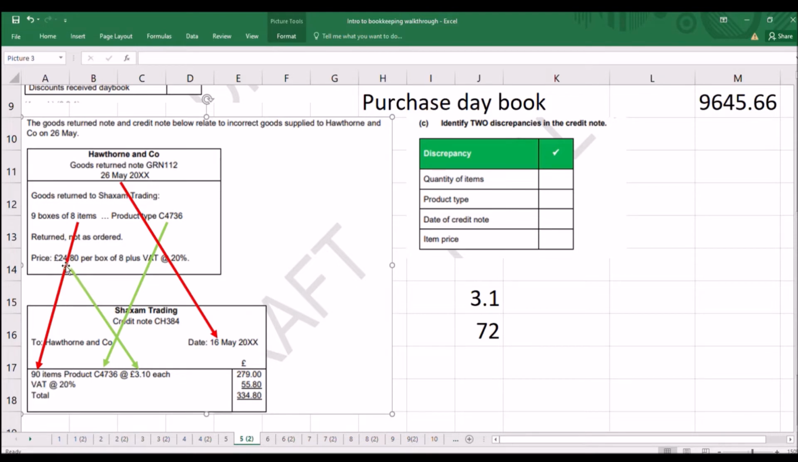Now, we've said £24.80 per box. £24.80 per box of 8 is £3.10, so there's not a discrepancy there. That's right. And we've got the same product type, C4736, 3436. So there's no discrepancy there, but there is a discrepancy on the date. What they've probably done is put the credit note at the same date as the sales invoice, I would imagine, and they would have done that for VAT purposes. So there's a discrepancy on the credit note, on the date and on the quantity of items. And that's question 5.